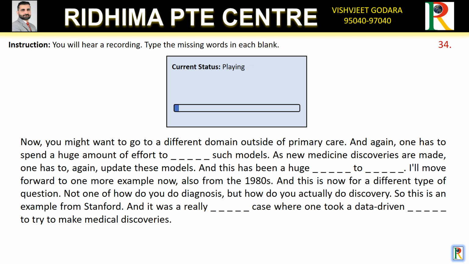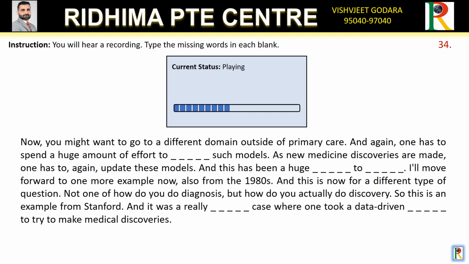Now, you might want to go to a different domain outside of primary care. And again, one has to spend a huge amount of effort to derive such models. As new medicine discoveries are made, one has to again update these models. And this has been a huge blocker to deployment.